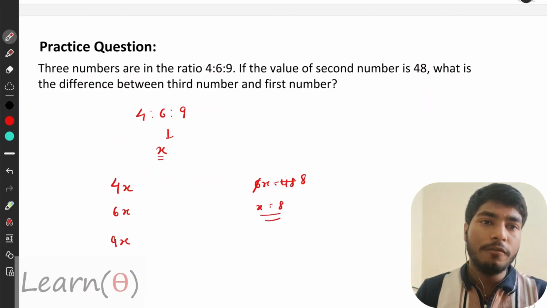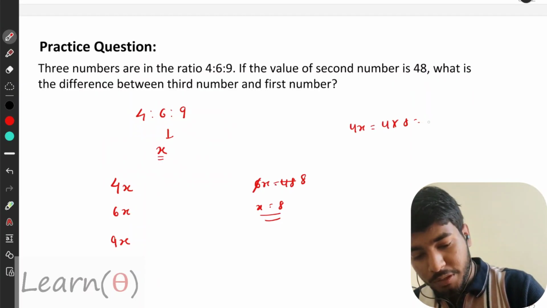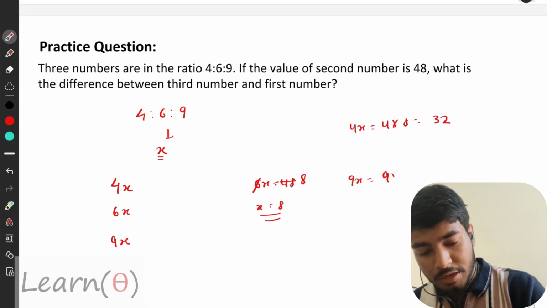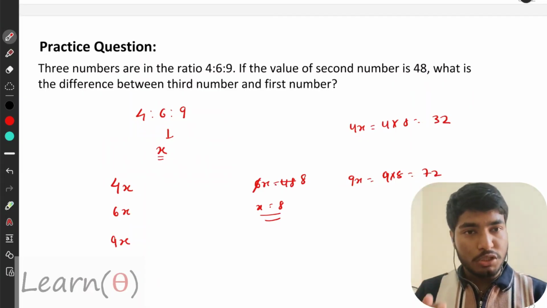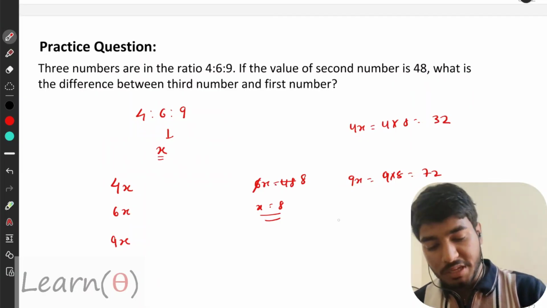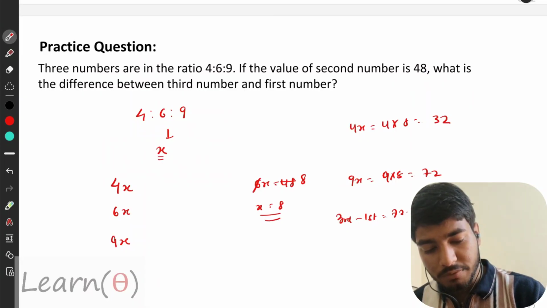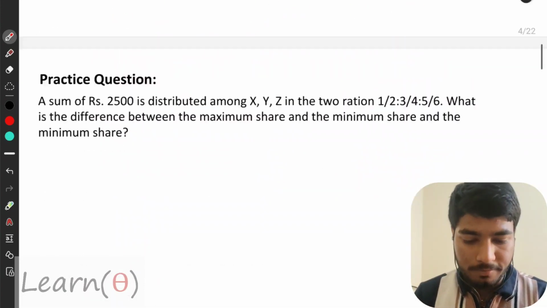x has a value of 8. That means the numbers are 4x, that is 4 into 8, which gives 32, and 9x, that is 9 into 8, which gives 72. So the first number is 32 and the third number is 72. What is the difference between the third number and the first number? That is 72 minus 32, which gives a value of 40. Hence the correct answer is 40. I hope you got it, guys.